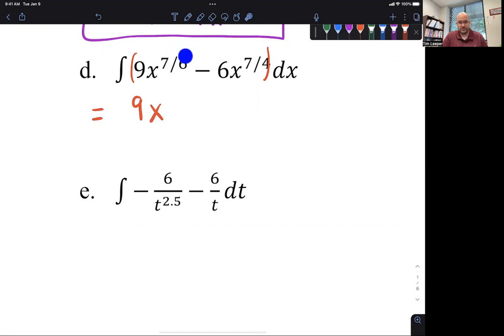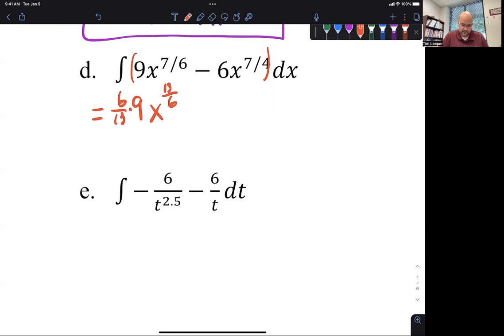Again, whenever you add 1 to a fraction, you just take the numerator and add on the denominator. So 7 plus 6 is 13. And keep the denominator the same. So it's 13 over 6. But then out front, we're going to multiply by the reciprocal of that. So that's going to give us 6 over 13 multiplying by the 9 there.